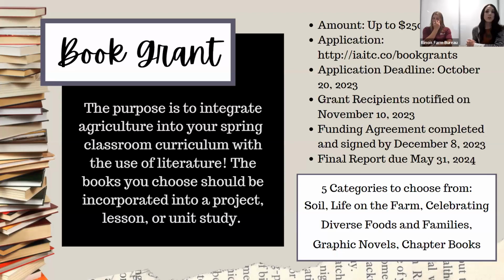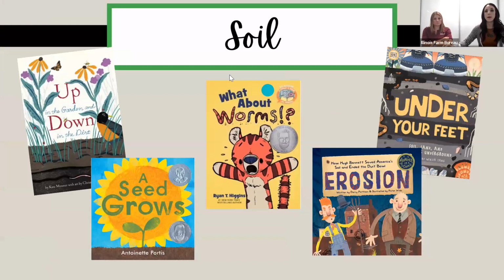So now Lee and I are going to go through, we're going to give a quick summary, like I said, and talk about some of our activities that we have that will pair nicely with these books. So this is just some of the books that we've got. We have Up in the Garden, Down in the Dirt, A Seed Grows, What About Worms, Erosion, and Under Your Feet. Okay, so let's get started.